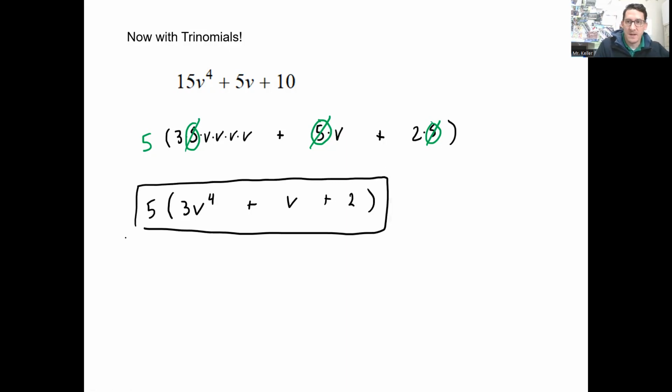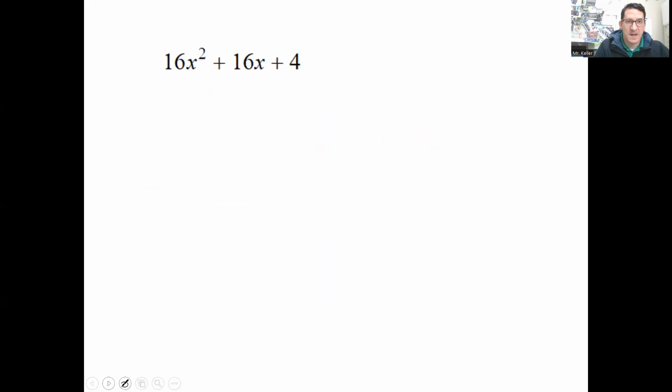All right, we undid distribution. We did the distribution in reverse. So if we were to distribute the 5, we would end up back with the original. So let's look at the next example here. We have 16x squared plus 16x plus 4.